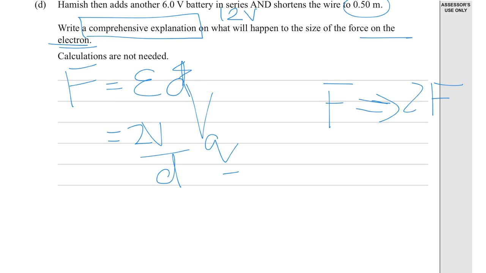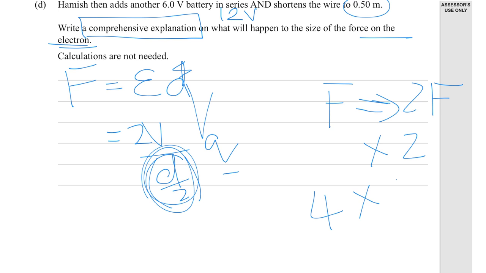But the distance is going to half, so this becomes half, which is again going to double because you're dividing it by 2, but it's already on the bottom making it smaller, so you're doubling. So you're going to times it by 2 again, and you end up with 4 times the force, 4F.